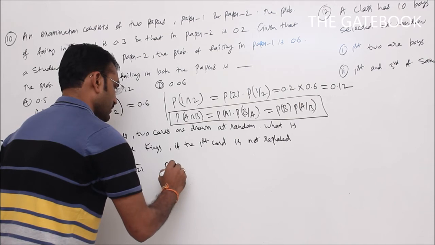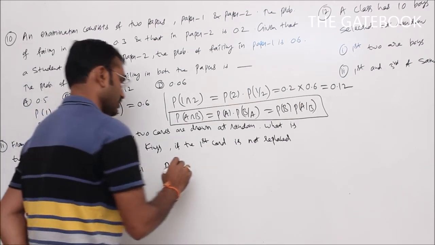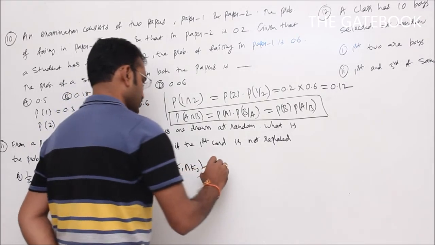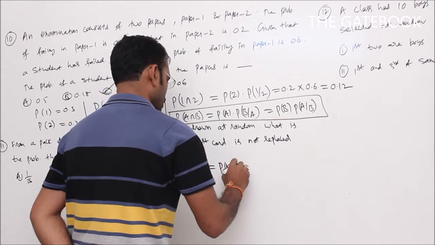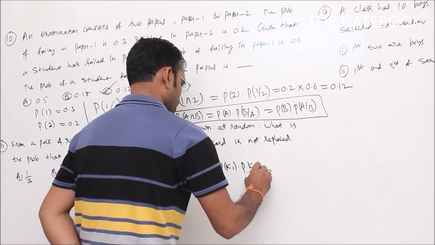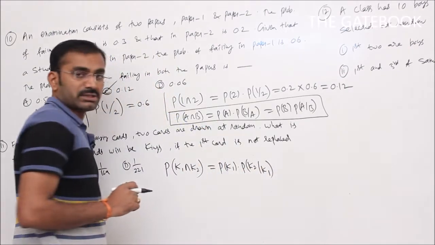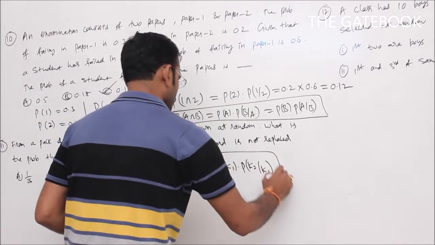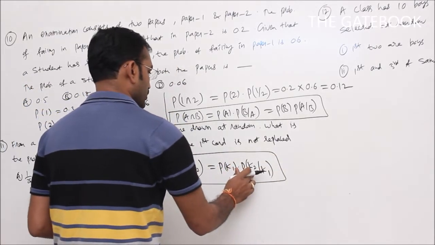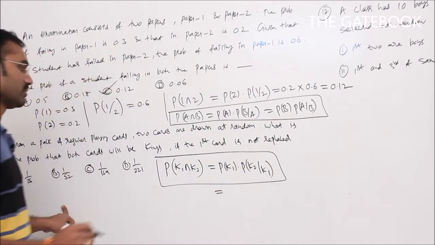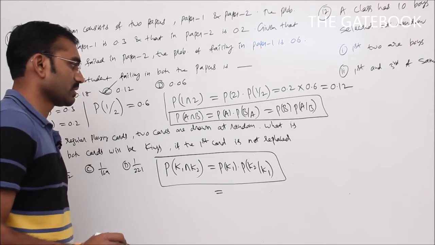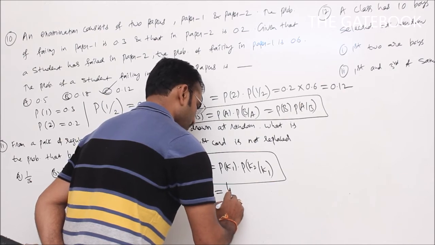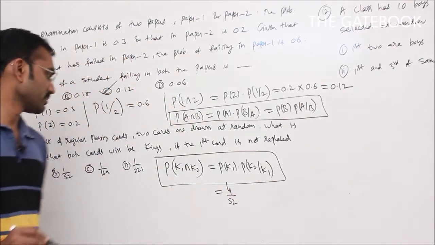See here, let K1 be the event of drawing the first king card, K2 be the event of drawing the second king card. Both, that is K1 intersection K2, is equal to P of K1 into P of K2 by K1. Using the multiplication theorem of probability, I can write P of K1 intersection K2 is equal to P of K1 into P of K2 given K1. So the probability of drawing the first king card: how many king cards are there in the pack? Totally 4 king cards. So out of 4 I draw only one. That is 4C1 by 52C1, 4 by 52 we will get.